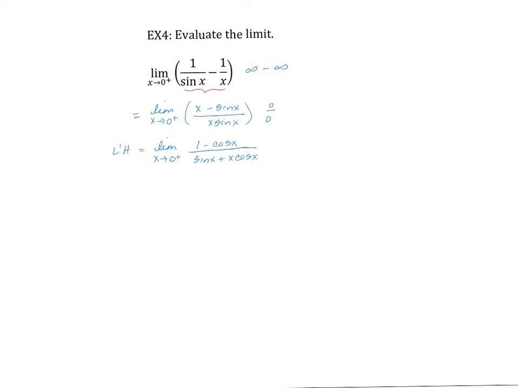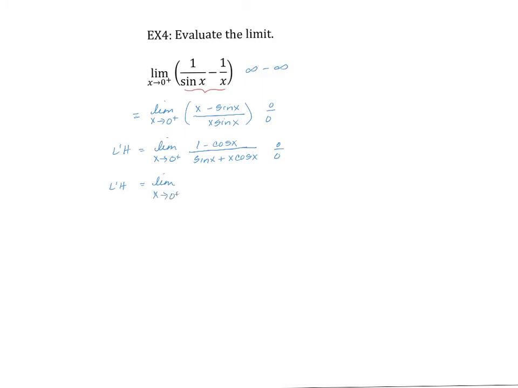Now when I reevaluate this limit as x goes to 0, I have 0 over 0, which is still indeterminate. So I'm going to use L'Hopital's again. Okay. You could try playing around using some trig identities, but I think this would be faster.